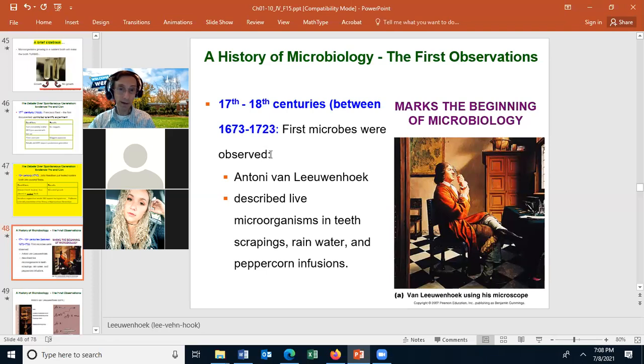He used his microscopes to describe all sorts of microorganisms in his teeth scrapings, in microorganisms growing in rainwater, in peppercorn infusions, and then microorganisms in the River Thames, the river which supplied the city of London with water. And believe me, the people of London weren't too happy to learn that there were microorganisms in their water supply.